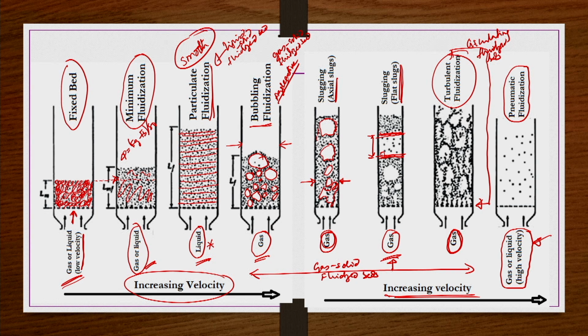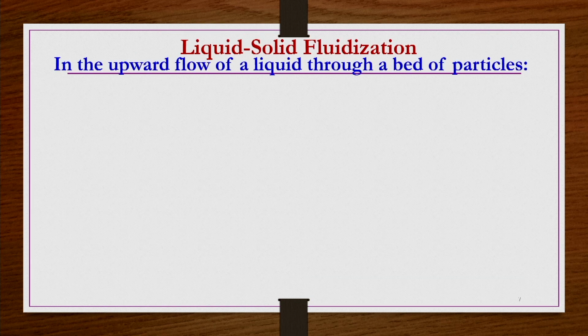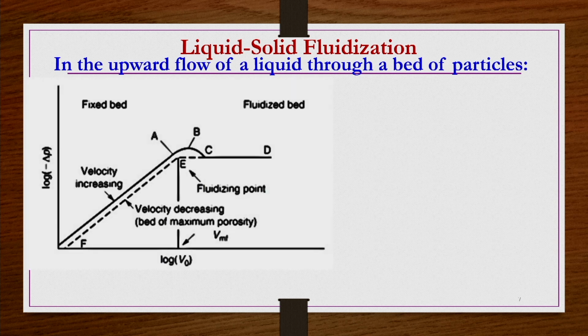So this is about the flow patterns of different types of gas solid as well as liquid solid fluidization that we have. Now, what we do, we look at the pressure drop versus flow rate behavior for liquid solid systems. Okay, liquid solid systems. So in liquid solid fluidization, if we have the upward flow of a liquid through a bed of particles, we can have the pressure drop versus flow rate or velocity on a log curve. Then we have a representation like this.